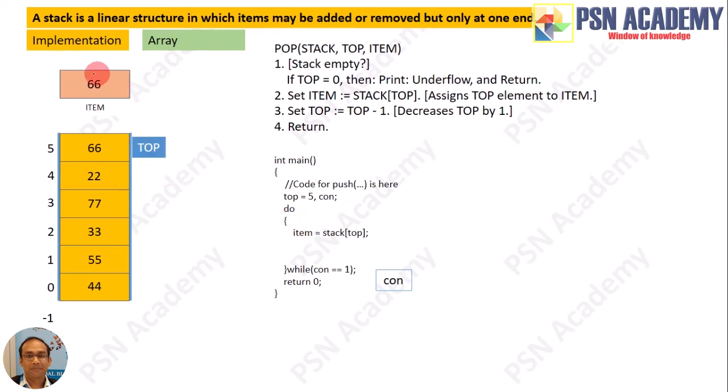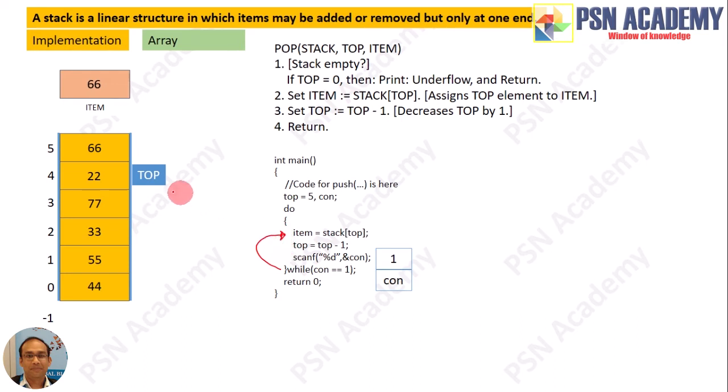So it will go like this. Next, you decrement top by 1. So now the top is standing at the 4th index. Next, you scanf for the con variable and you provide 1 to the con variable. So the while loop gets fired and it will get back from here to here.